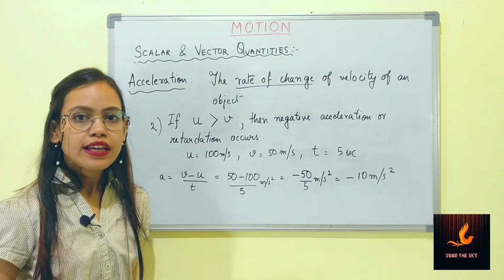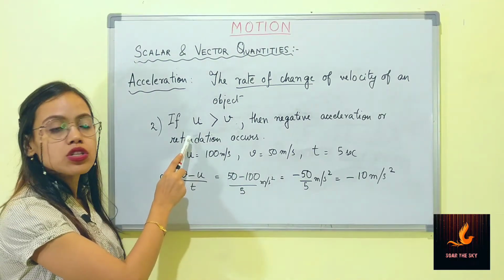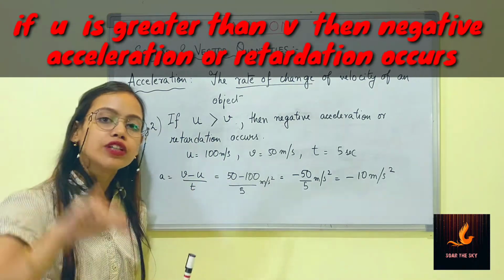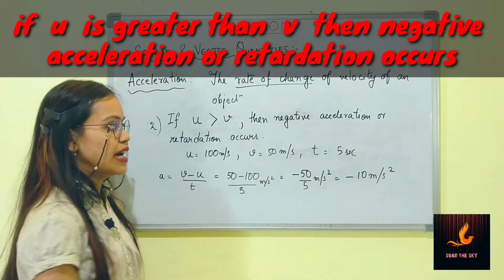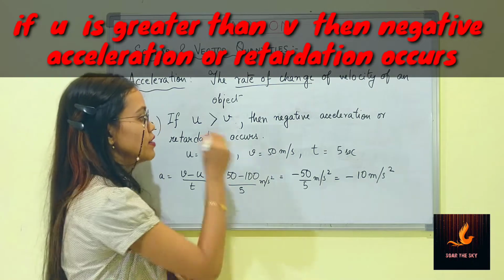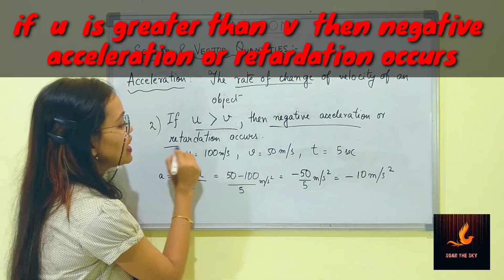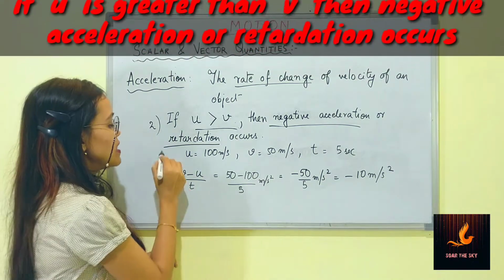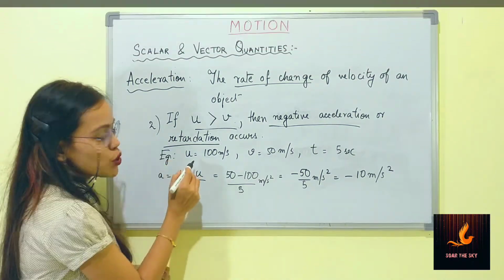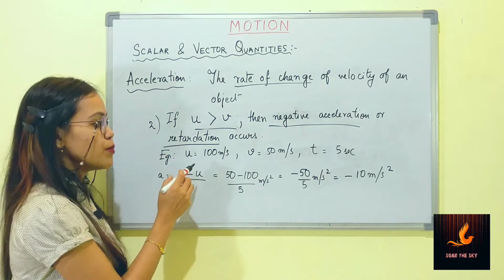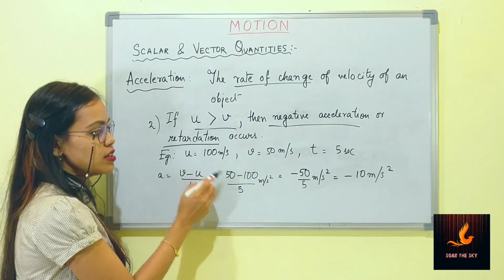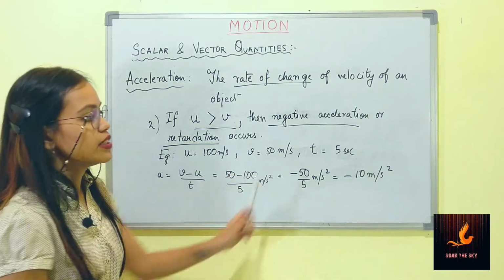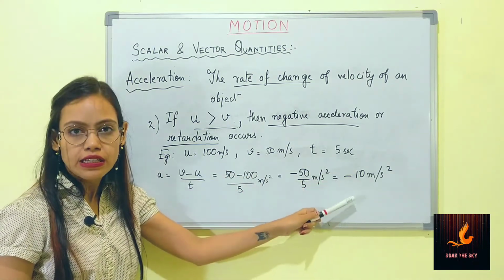and this is how positive acceleration looks like. In the second case, if the initial velocity of the body is greater than its final velocity, that is, it's reducing its velocity in the course of time, then negative acceleration, or retardation, which is another term for negative acceleration, occurs. Let's see this example. U, or the initial velocity of the body, is 100 meter per second here, and its final velocity is 50 meter per second here, and the time taken is 5 seconds.